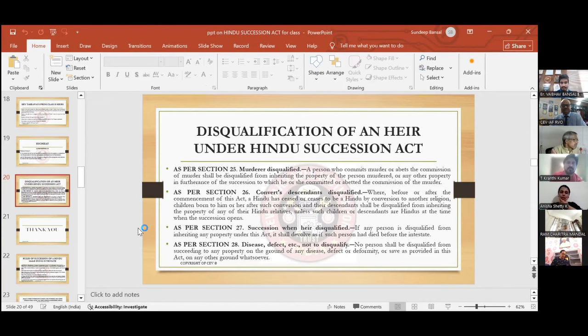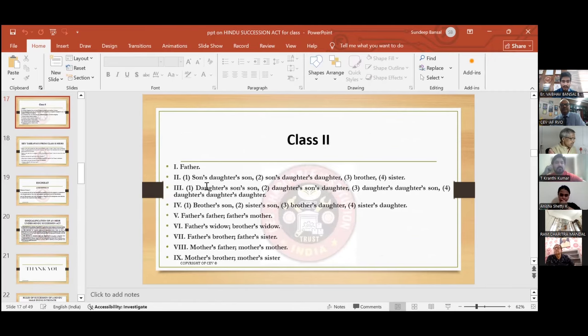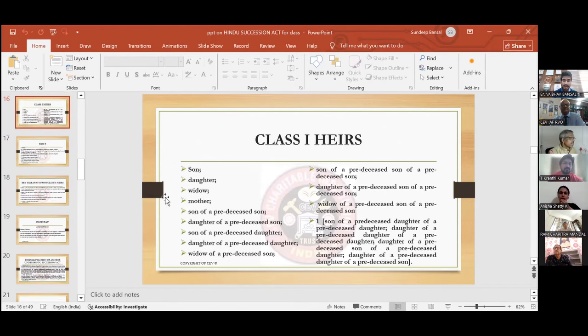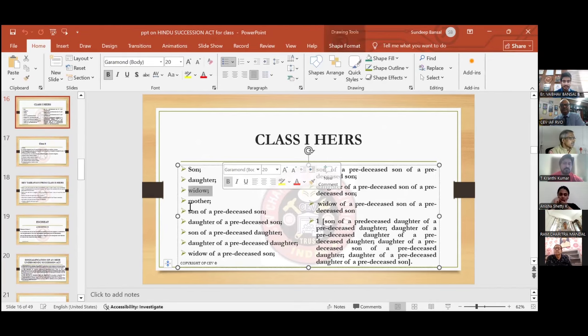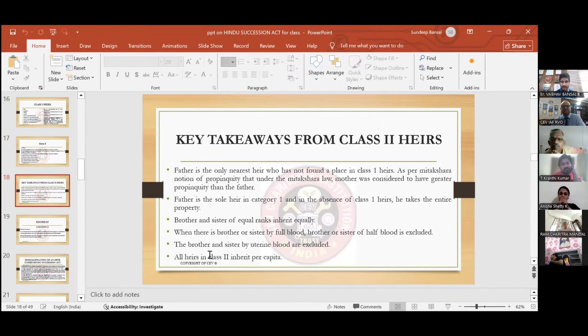Sir, in class 1, the predeceased son's widow is included, no, sir? In class 1, yes, the widow is included. And the widow will take an equal share as the mother and son. But in that last slide on disqualification, the predeceased son is not included, no? Where is it mentioned?